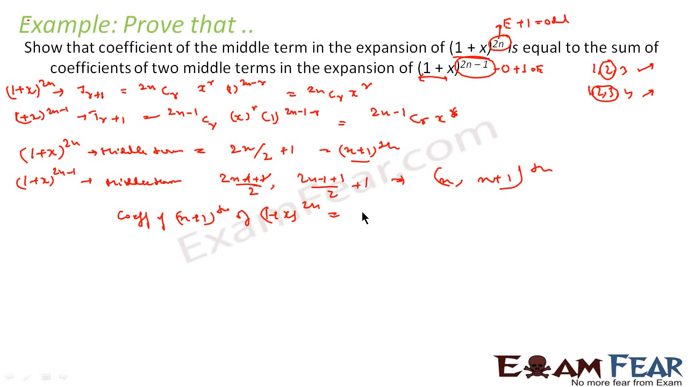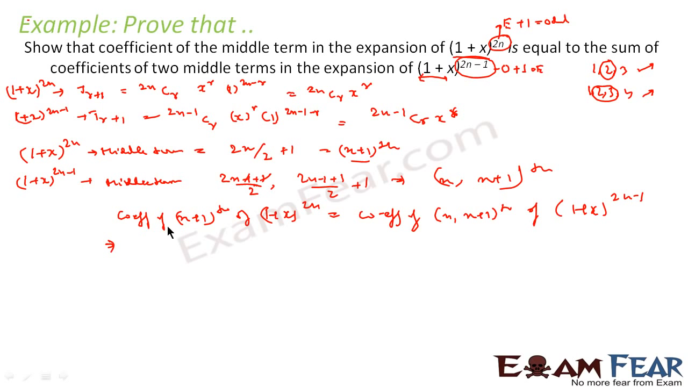This is equal to the coefficient of the n plus 1th term of (1 plus x) to the power 2n minus 1. This is what we have to prove: the coefficient of the n plus 1th term of (1 plus x) to the power 2n is equal to the coefficient of the n-th and n plus 1th terms, added together, of (1 plus x) to the power 2n minus 1. That is what we have to prove.